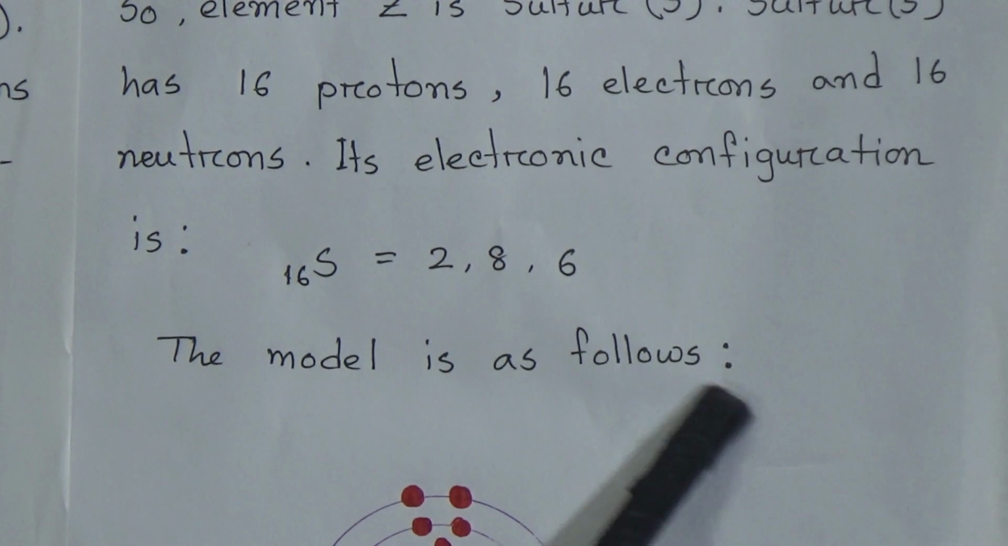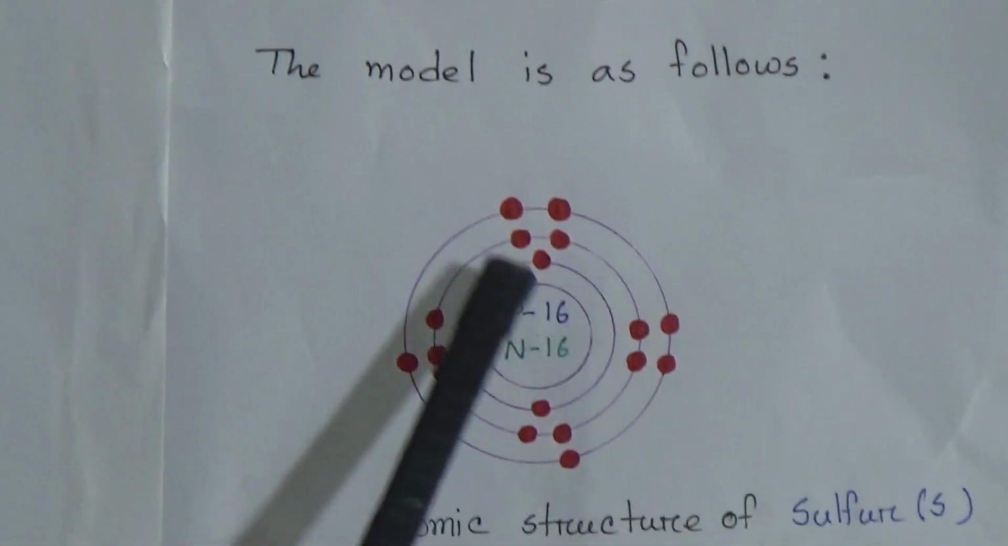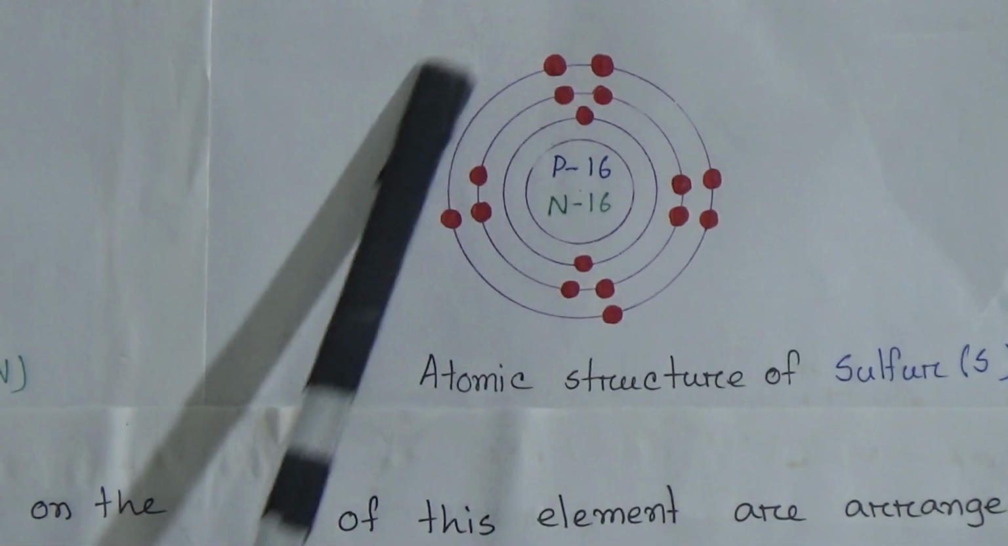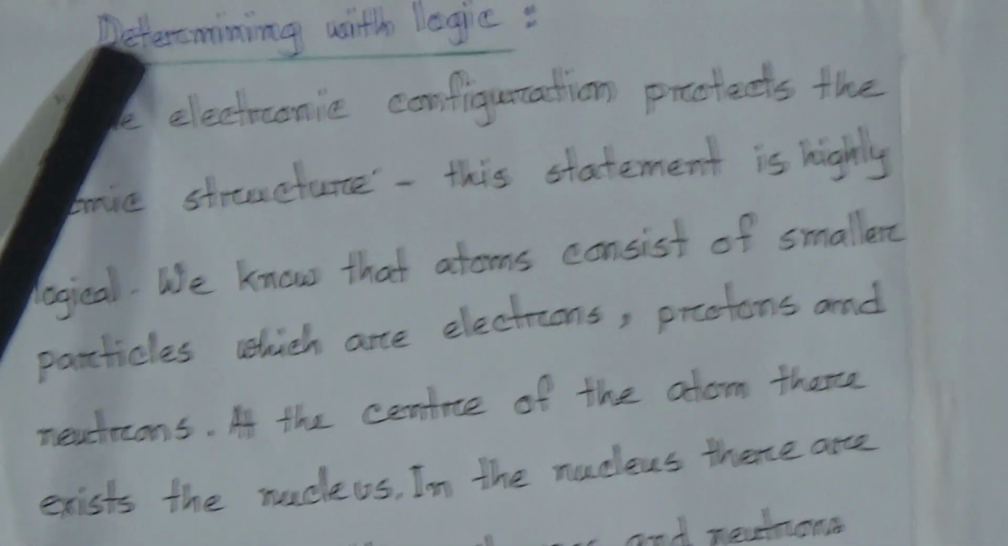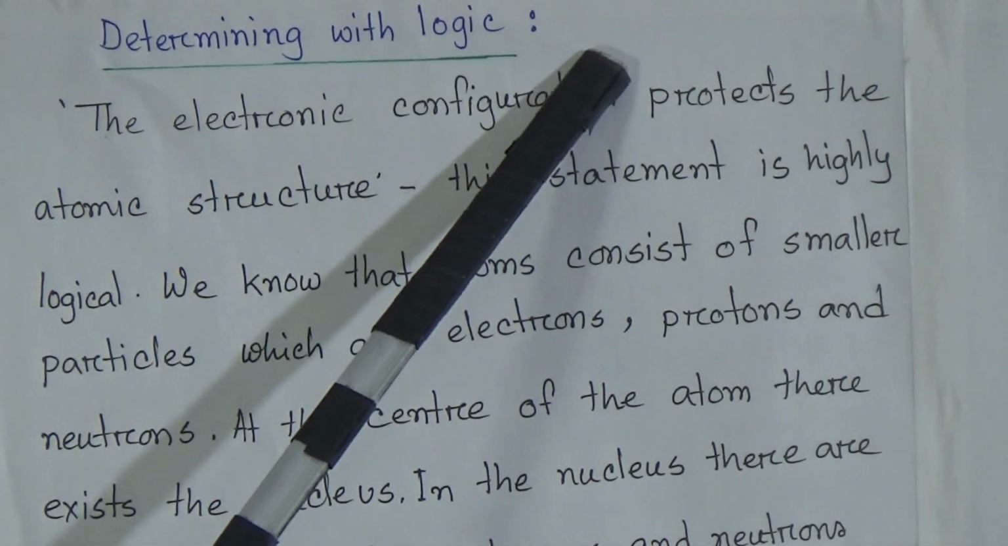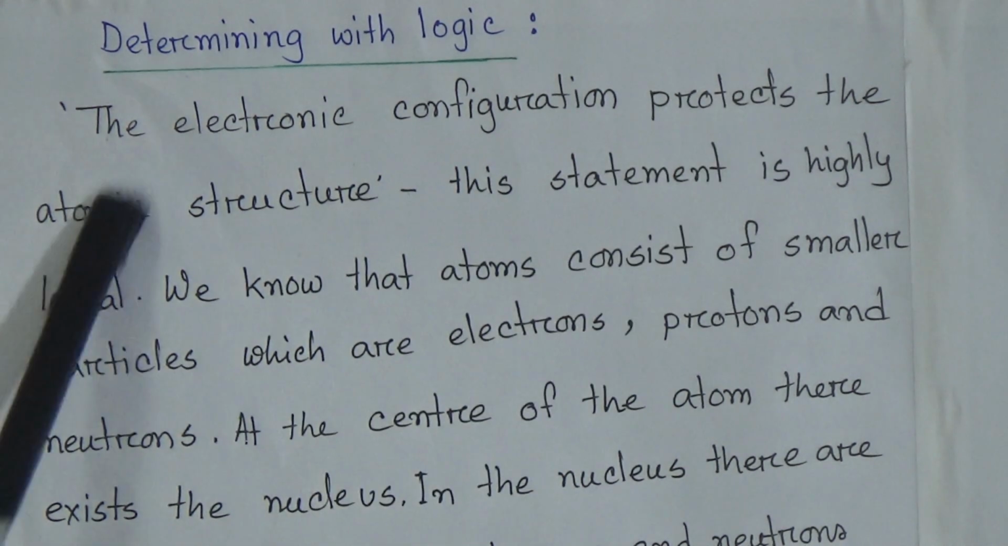The model is as follows. This is the model of sulfur. In the first orbit there are 2 electrons, in the second orbit there are 8 electrons, in the last orbit, that means in the third orbit, there are 6 electrons. Now come to the statement analyzing. Determine with logic, the second part of the assignment. The electronic configuration protects the atomic structure.